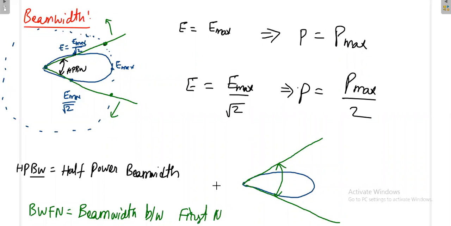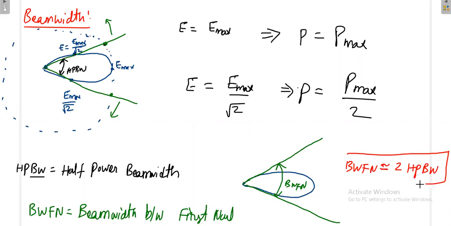Then what is the relation between this beamwidth, BWFN, and the half power beamwidth? In general, the relationship is like this. The beamwidth between the first null is roughly approximately 2 times the half power beamwidth. Another important relationship: the beamwidth between the first null is generally 2 times the half power beamwidth. By experience, once you solve 1 or 2 problems, then you will come to know. If you take some function and analyze it, you will come to know whether this is working or not. So later, if time is there, I'll take some examples to prove this.